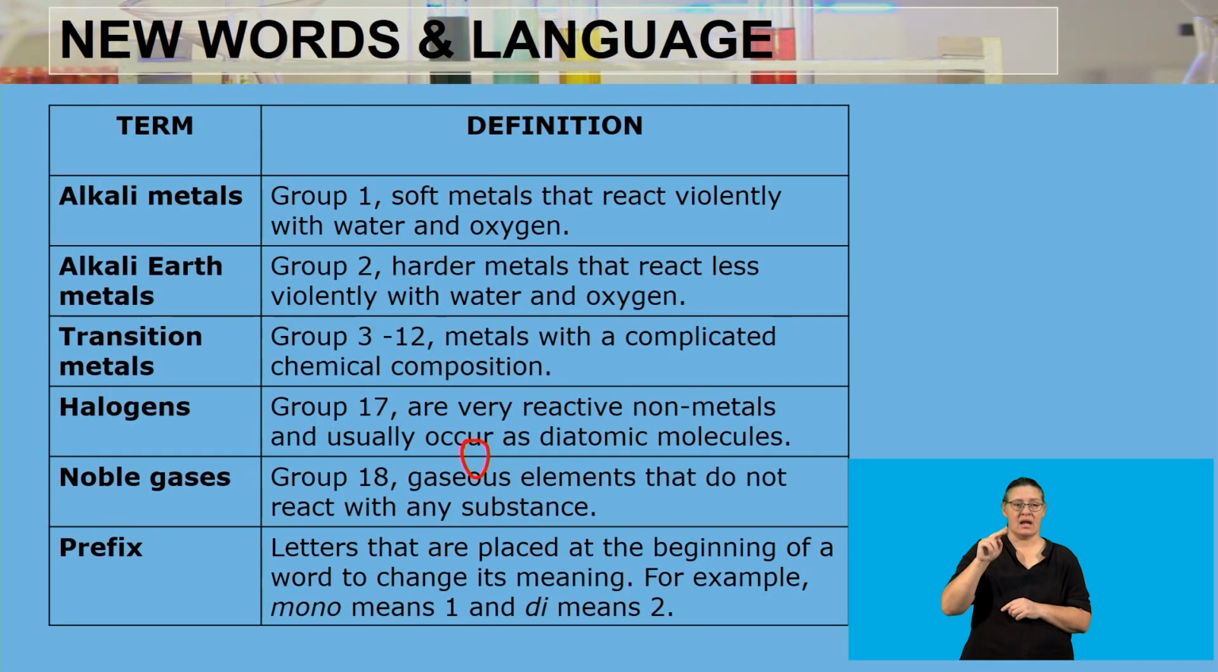Now, throughout this lesson, we're going to be using words such as alkali metals, alkaline earth metals, transition metals, halogens, noble gases, prefix, and also suffix to better explain what is going to be happening throughout this lesson. We are going to be making use of these words and explaining them as we proceed with the lesson. So before we get started, we're going to quickly take a short break, and I'll see you just after this.